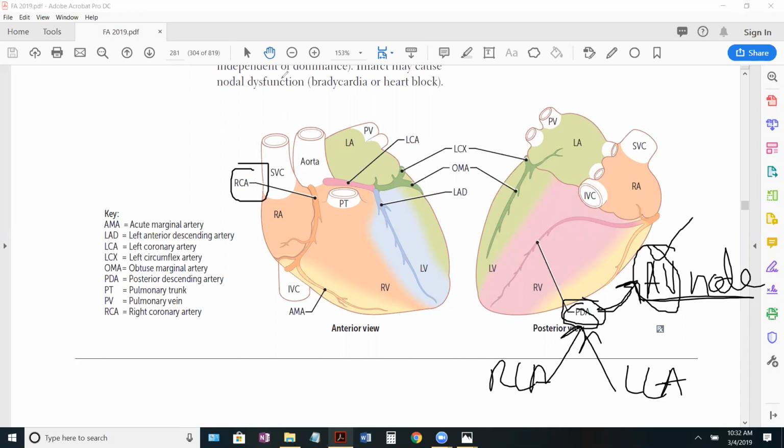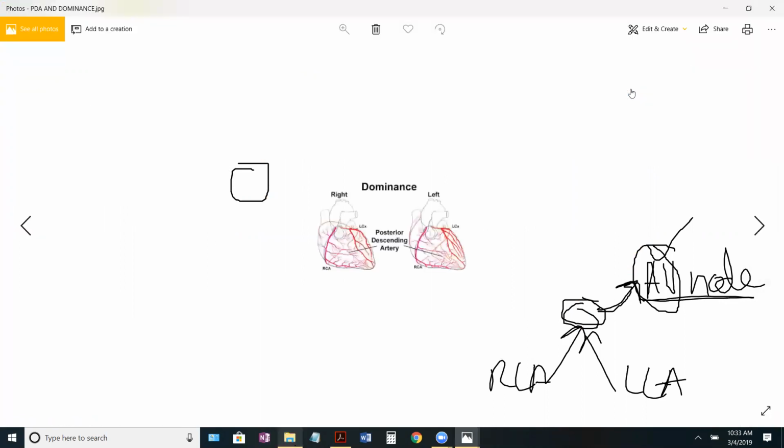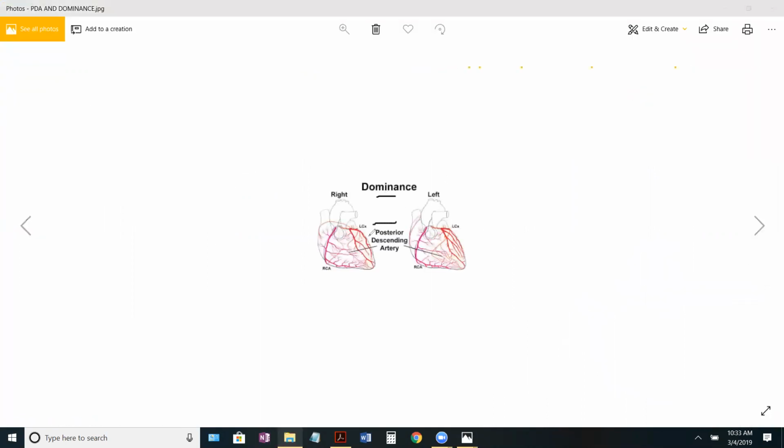And if the posterior descending artery is getting blood supply from the left, let me show you to visualize this. Dominance is defined as the artery that supplies the posterior descending artery. In this picture, the pink system, the right system, is supplying the posterior descending artery. In this picture, the reddish system is supplying the posterior descending artery. So dominance is right if the right coronary artery supplies the PDA, and dominance is left if the left coronary artery supplies the PDA.